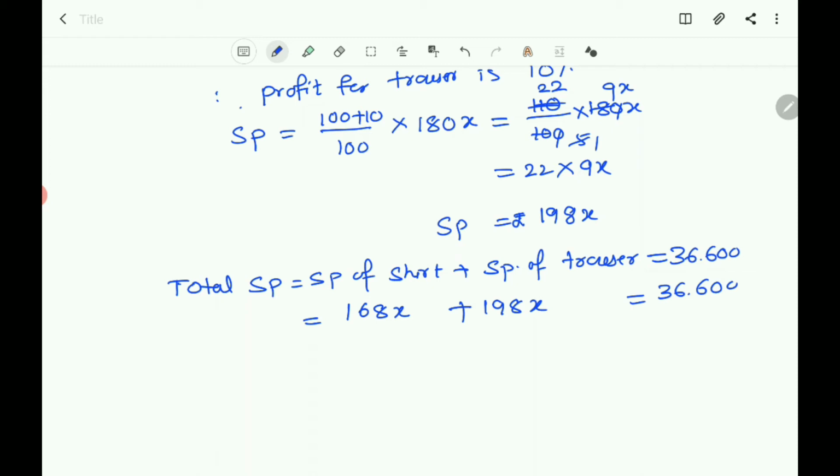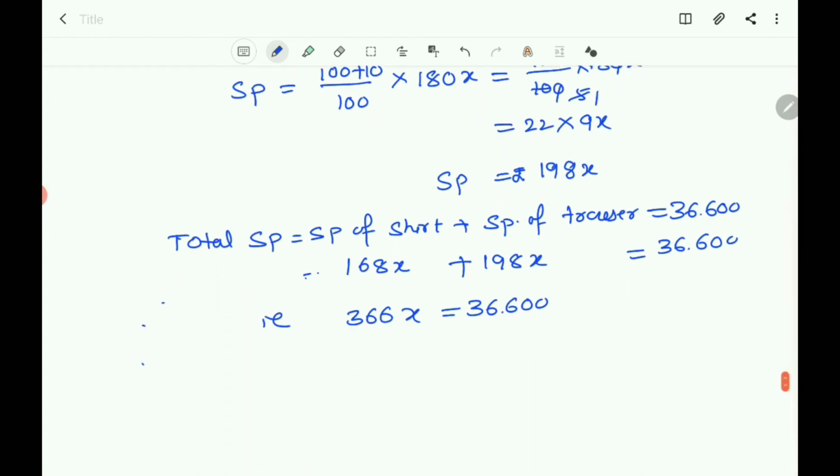168 plus 198, you add them. 8 plus 8 is 16, 1 carrying, 9 plus 1 is 10, 10 plus 6 is 16, so you will get 366. So 366x is equal to 36,600.